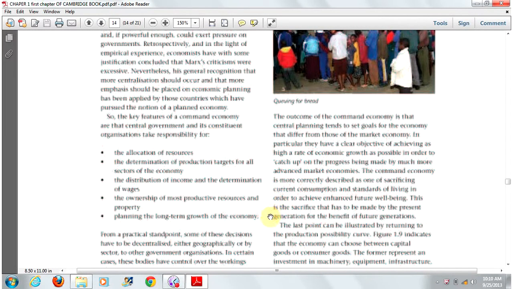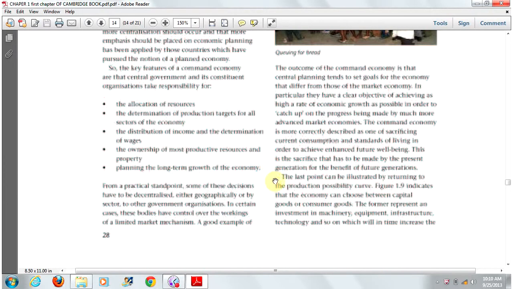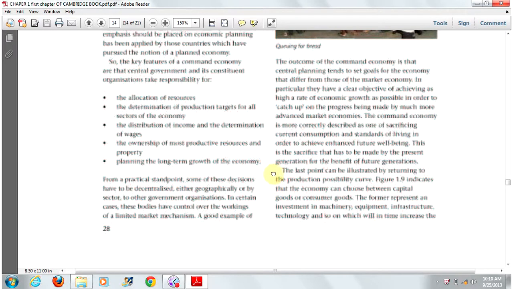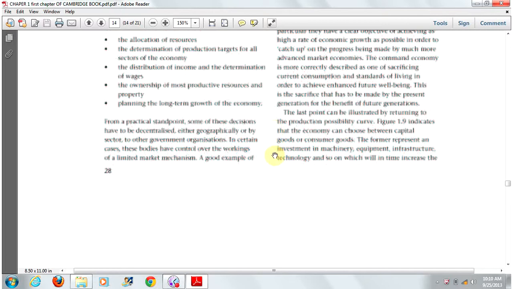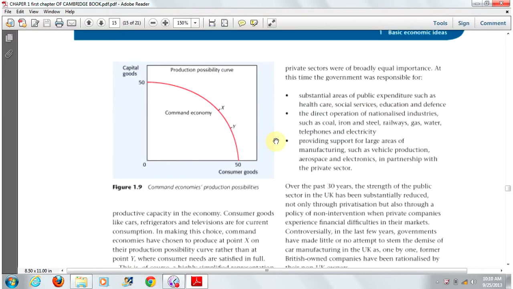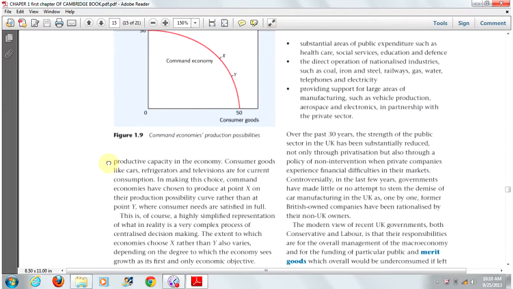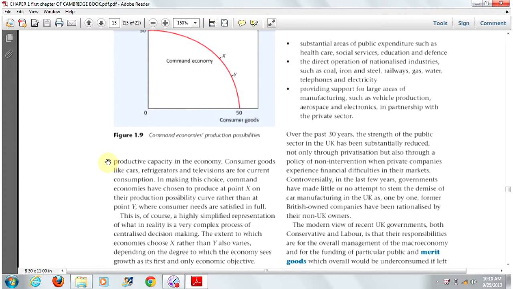Figure 1.9 indicates the economy's choice between capital goods and consumer goods. The former represent investment in machinery, equipment, infrastructure, technology and so on, which will in time increase the productive capacity of the economy. Consumer goods like cars, refrigerators, and televisions are for current consumption. In making this choice, command economies have chosen to produce at point X on the production possibilities curve rather than at point Y, where consumer needs are satisfied in full.